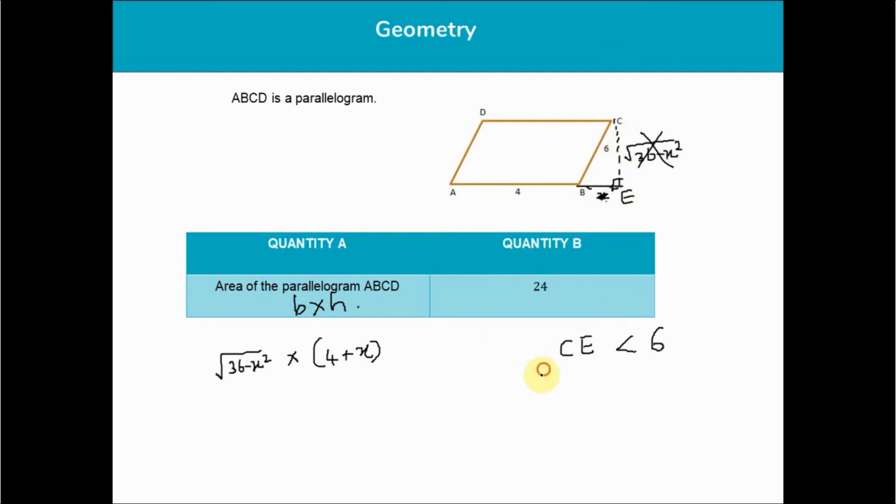I'm going to multiply it by 4 on both sides. 4 times CE is less than 24. But what is 4 times CE? 4 is the base of the parallelogram ABCD and CE is the height of the parallelogram. This gives you the area of the parallelogram. So you get area of parallelogram is less than 24. Very simple, isn't it? I have not used any variable. I have not calculated the height. I have just used the fact that the hypotenuse is the longest side.